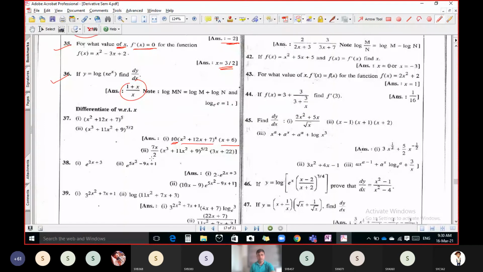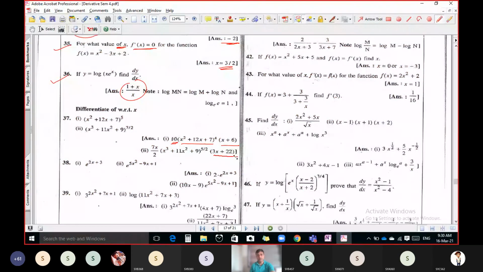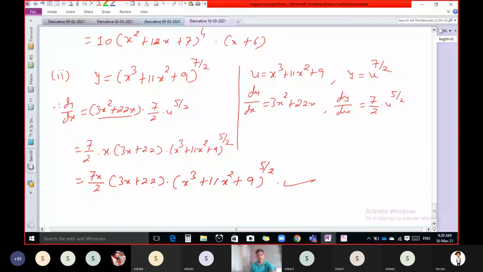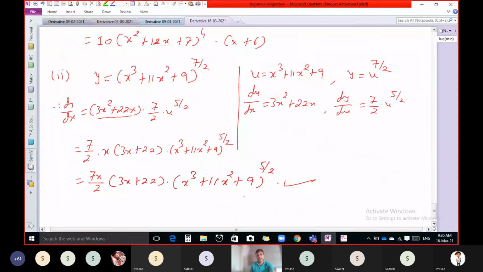See the answer: 7 by 2, 7x by 2, then 3x plus 22, and then x cube plus 11x square plus 9 raised to 5 by 2. Because of multiplication, you can write a into b into c, or a into c into b, or b into c into a. Everything is the same because of multiplication. So order doesn't make any difference for this particular part. So this is my final answer.